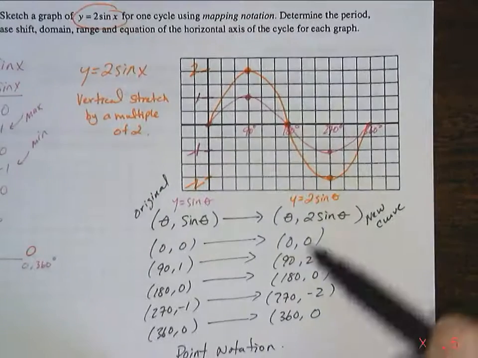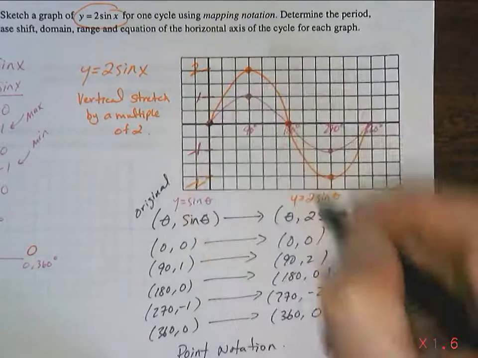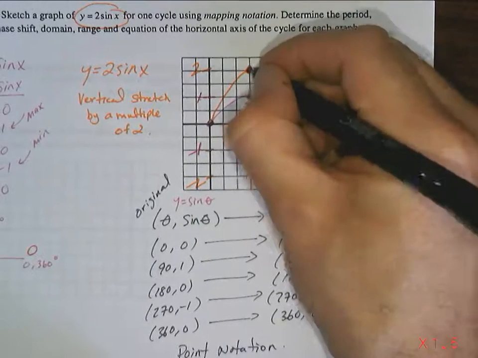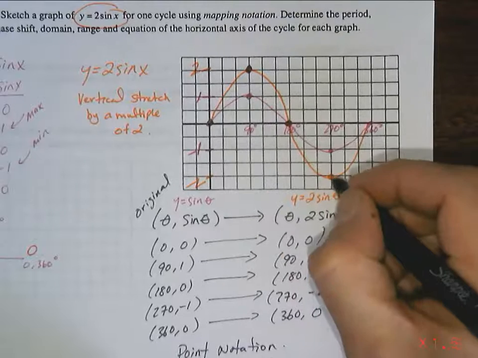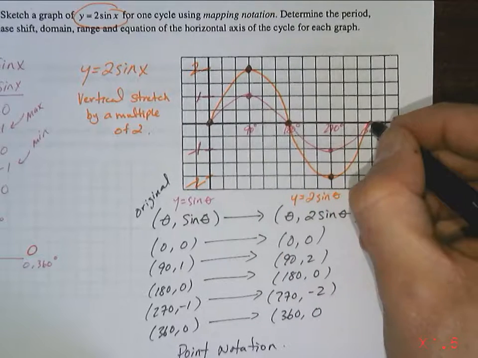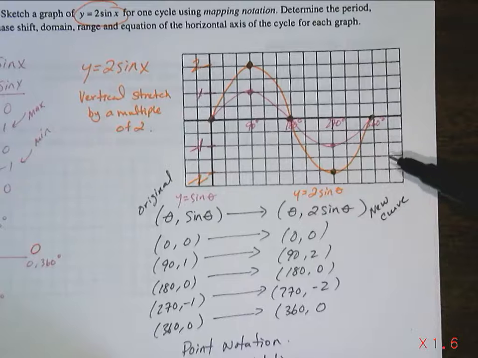And what you would do is you would then just plot these points. So you would plot (0, 0), which is here. You would plot (90, 2), which is there. You would plot (180, 0), which is there. (270, -2), which is there. (360, 0), and then you would just connect those points, and you'd get the exact same curve now, wouldn't you?